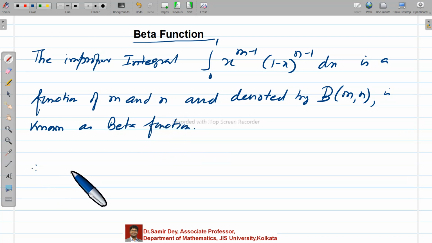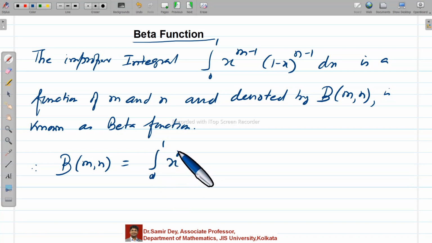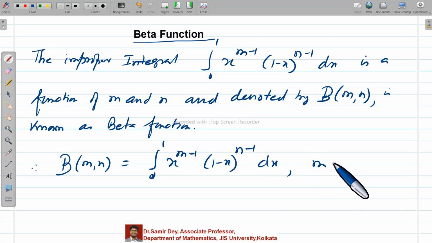So from here you may write B(m, n) equals the integral from 0 to 1 of x to the power m minus 1 times (1 minus x) to the power n minus 1 dx, where m must be positive and n also must be positive. Please write it down. Is it clear?